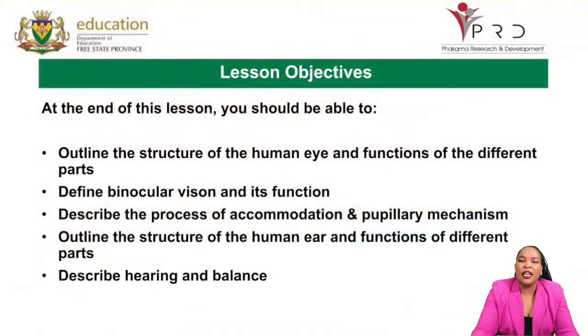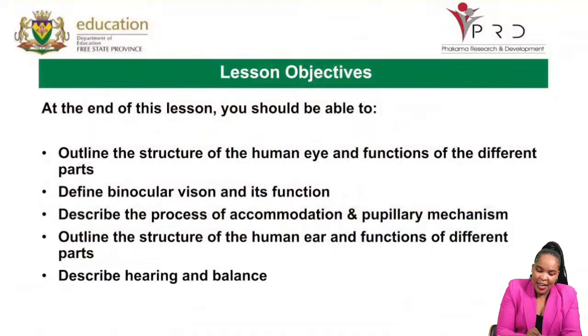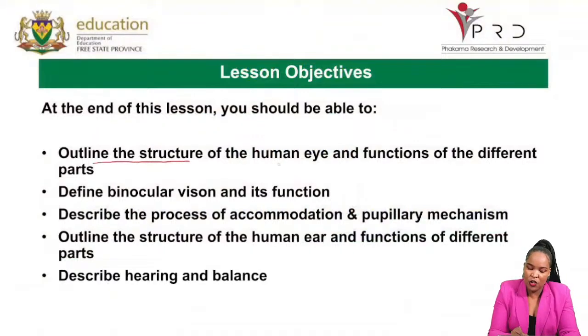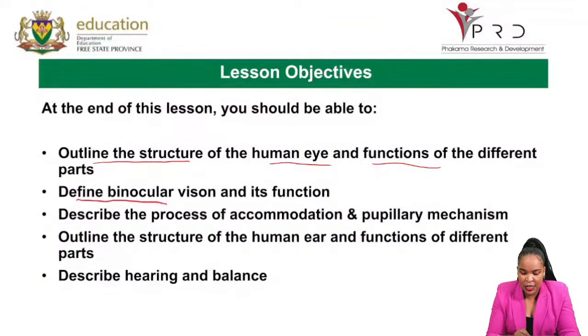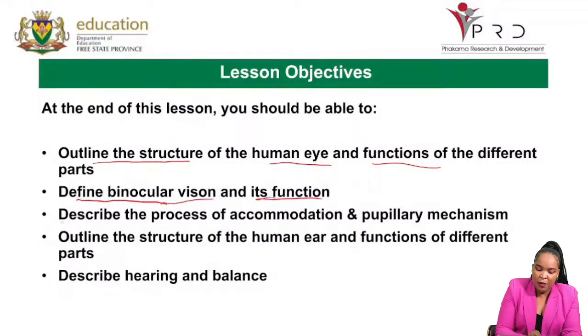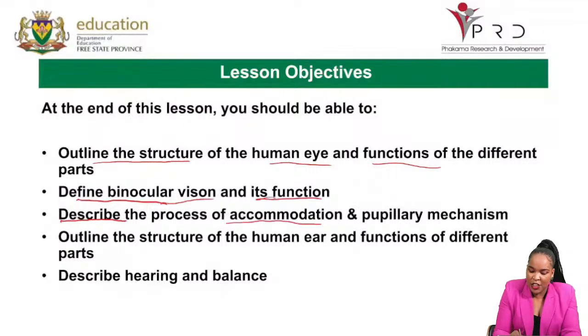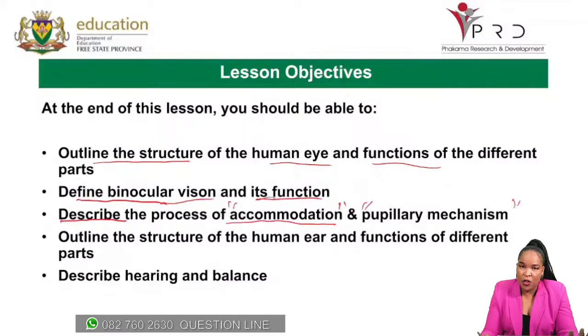So before we start, let's check what it is that you need to learn at the end of this lesson. So those are our lesson objectives. At the end of this lesson, you should be able to outline the structure of the human eye and the functions of the different parts. Then you must be able to define what binocular vision is and its function. Then you should also be able to describe the process of accommodation, very important, and the pupillary mechanism. So those are the processes that are happening with your eye.